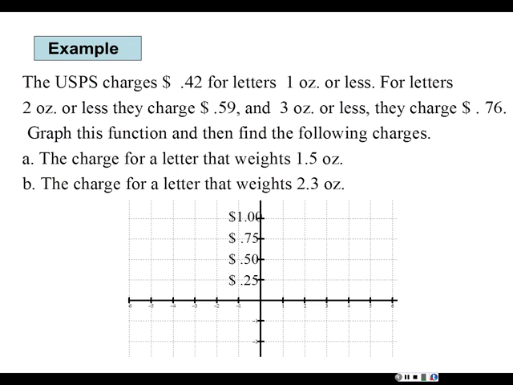Okay? Because they did not mention 1 ounce or less, excluding 1 ounce, you also include the 1 ounce, you also include the 2 ounces, you also include the 3 ounces, or less. So that's why none of these are open dots. All of those are closed dots. Since they are closed dots, you can just connect everything. So the graph will be like this.